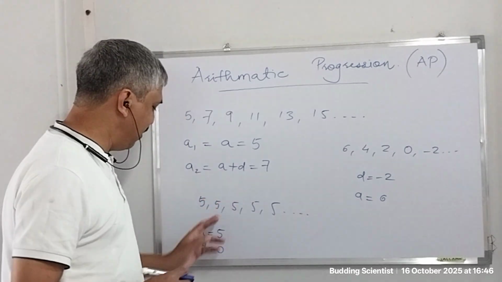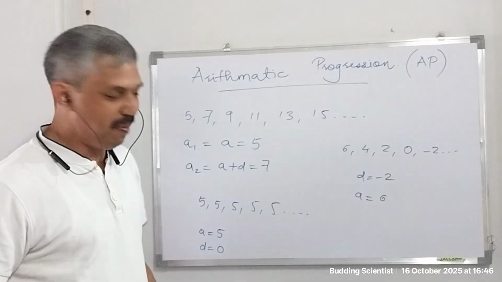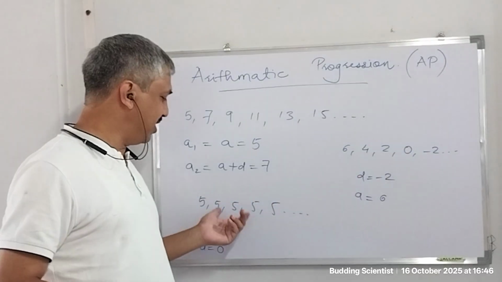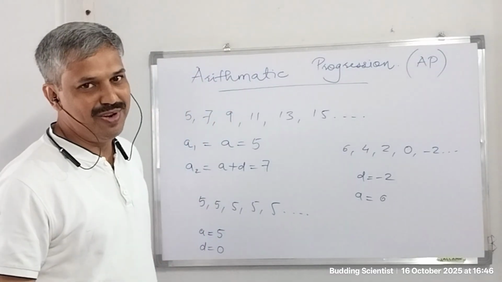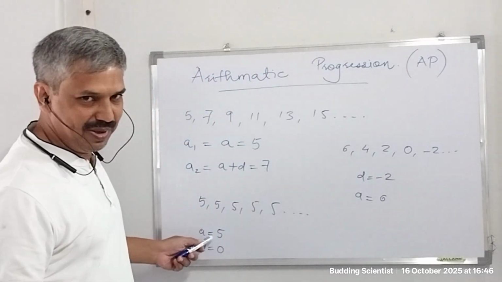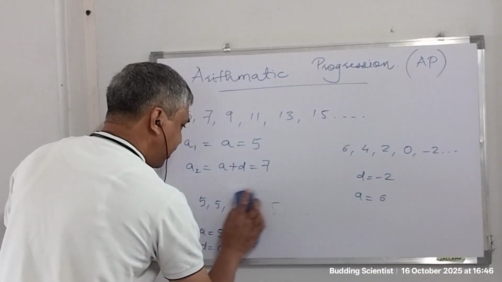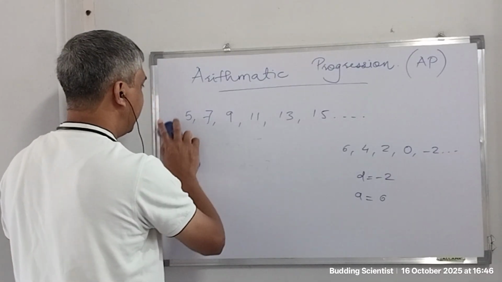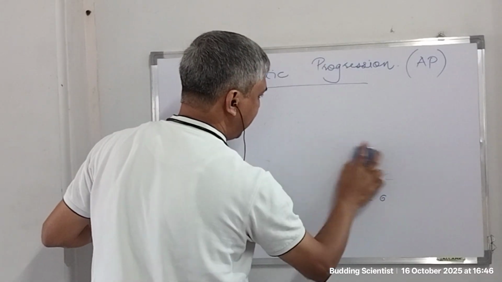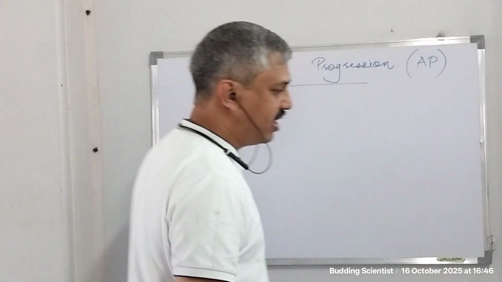So the next value will be equal to 5 plus 0, and so on. But it is just impossible for this to come in any examination. It's just too trivial. But yeah, even this is an AP. Alright, so we already know what AP is. Let's quickly derive some basic formulae and then solve some.